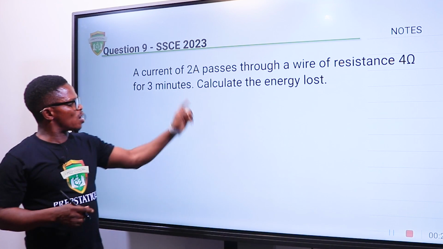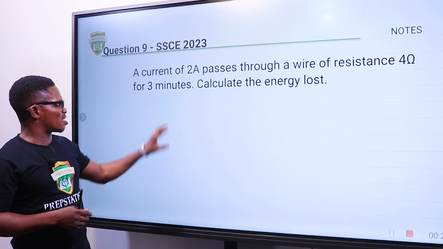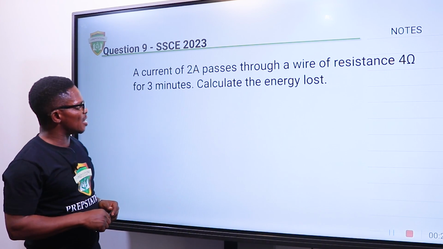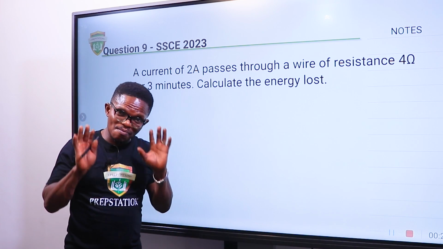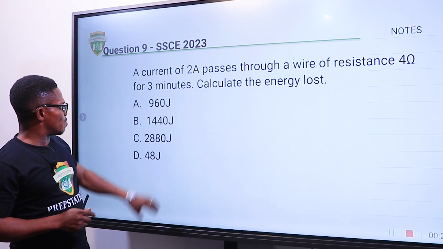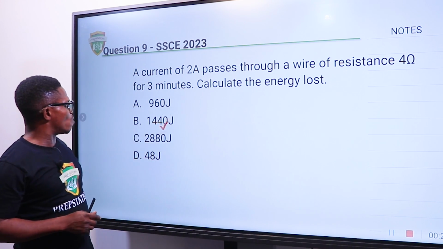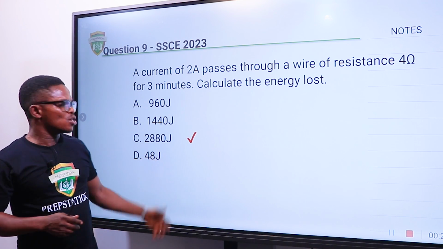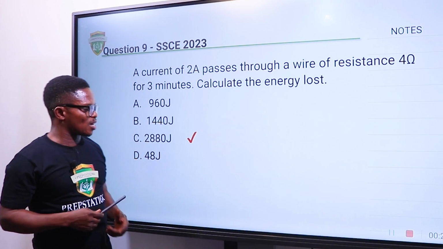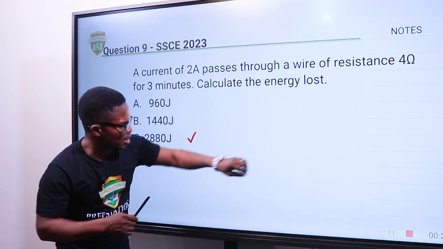A current of 2 ampere passes through a wire of resistance 4 ohms for 3 minutes. Calculate the energy lost. And I'm going to use the same pattern again. And what is that pattern? List out all the parameters. So these are the options. What is the correct answer? Follow me. The correct answer is 2,880 joule. I know you'll be wondering, how did you know? Let's find out.